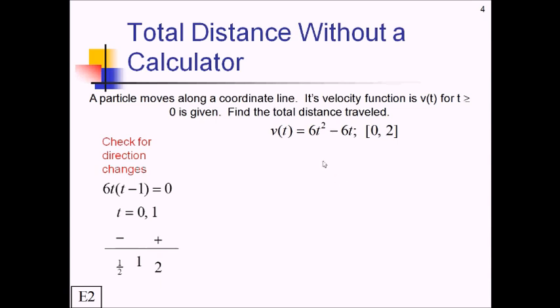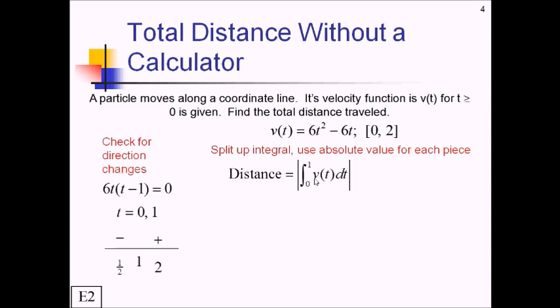So to fix this, we need to split up this integral and use absolute value for each piece so that we're making sure all area under the curve counts as positive area. So we're going to have the integral from 0 to 1, because that was our critical value, our sign change value of our velocity, plus the absolute value of the integral from 1 to 2 of the same function.